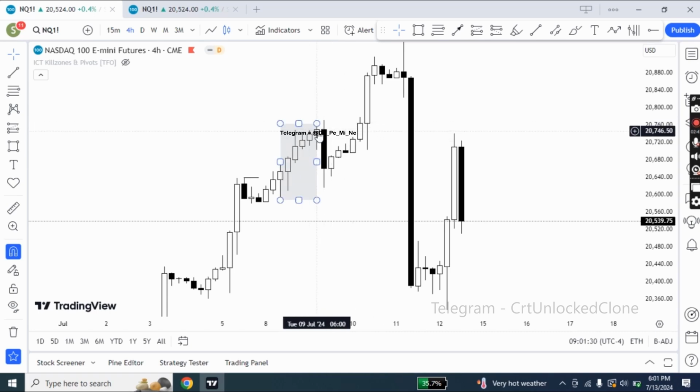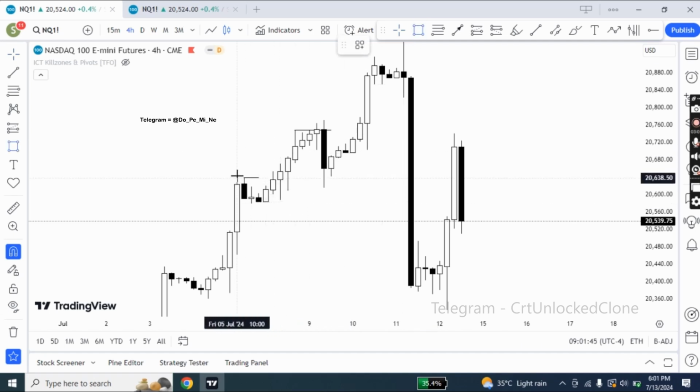So the way you can do it is, when price right here, first of all it has to take out a key level, and the key level for me here was this Monday's high right here. So what price did on Tuesday is that it took out Monday's high, right?